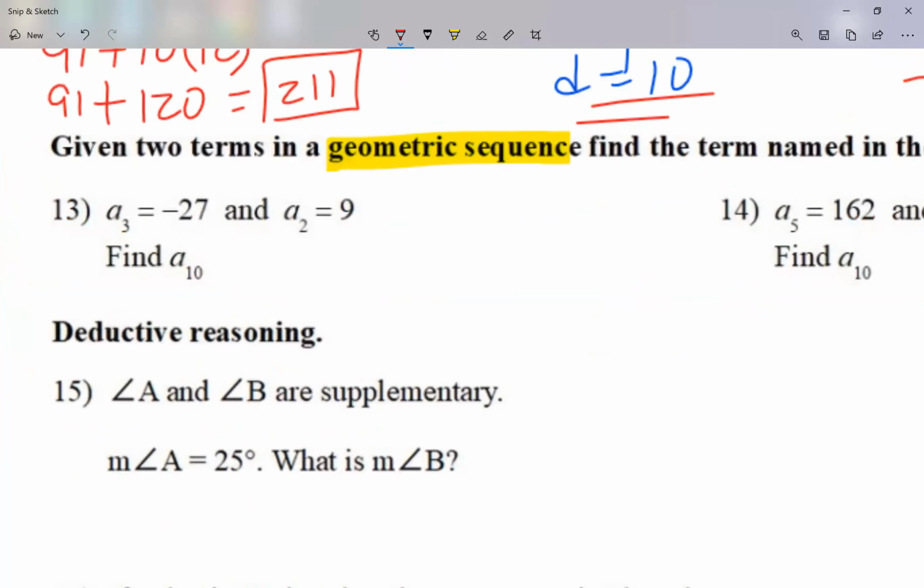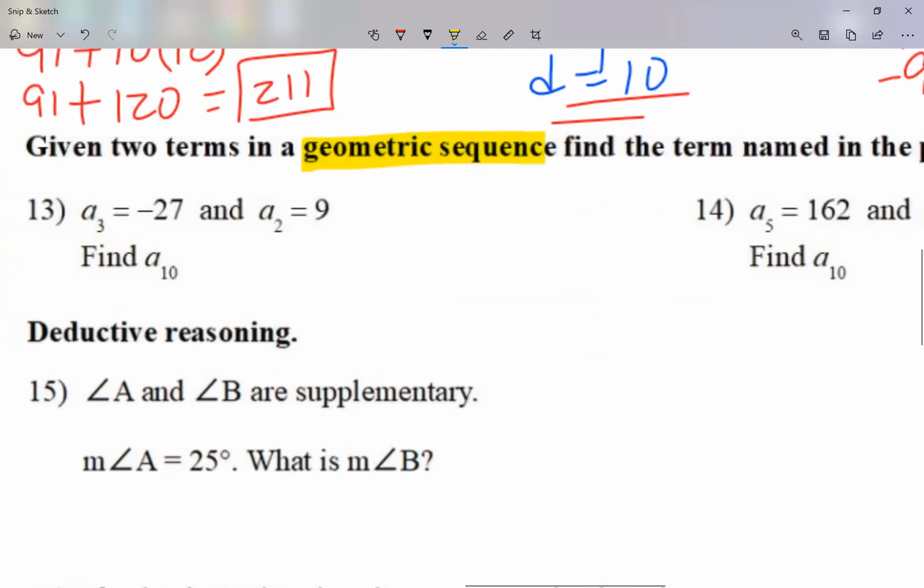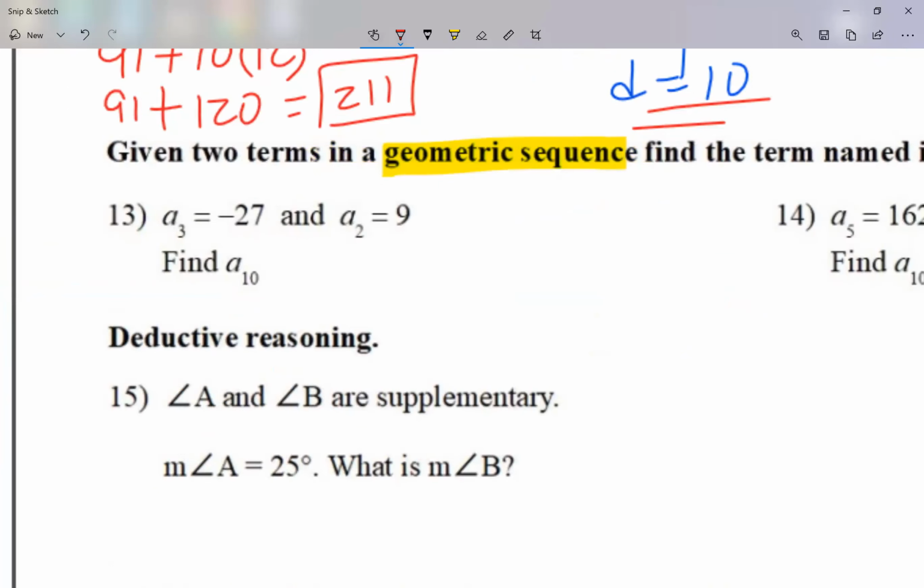Now, geometric sequence. Ooh, geometric sequence, that means multiplication. Okay, so let me see which number I'm multiplying by. So I have the second number on the list and the third number on the list. So I'm gonna say the second number on the list comes first, right? So I'm gonna say 9 multiplied. Let me call this R, because I don't know which number I'm multiplying by. So let me call it R for rate.